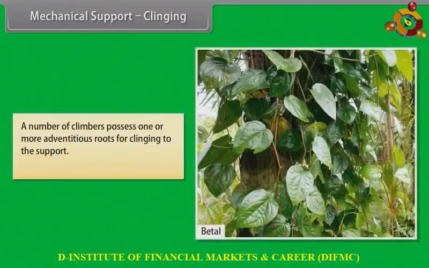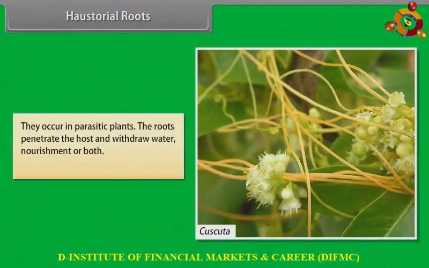Mechanical support, clinging. A number of climbers possess one or more adventitious roots for clinging to the support. Examples: betel, tecoma, ivy. Haustorial roots. They occur in parasitic plants. The roots penetrate the host and withdraw water, nourishment, or both. Examples: Cuscuta, Viscum.